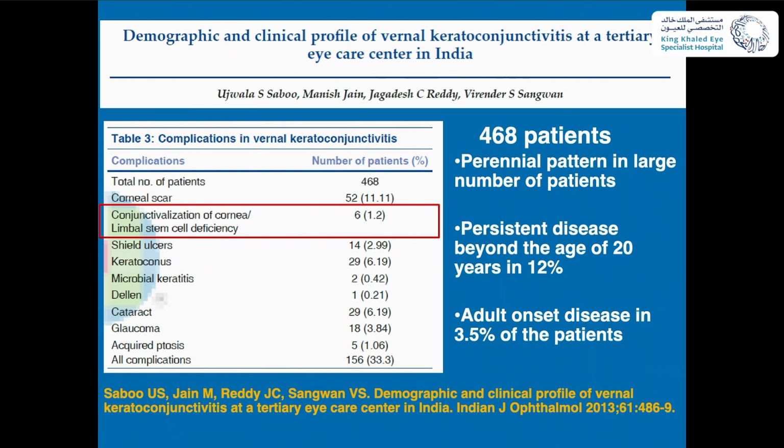Out of that, we discovered that 12% of these patients had persistent VKC beyond 20 years of age, and 3.5% had adult onset of VKC, and 5.5% patients had some sort of limbal stem cell deficiency. 33% patients had some blinding complication, and some of them are listed here: keratoconus, shield ulcer, cataract, glaucoma, and corneal scarring, LSCD.